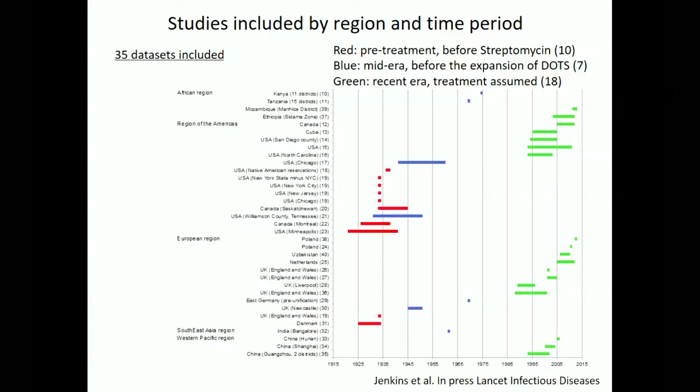And to get at this question of whether or not children receive treatment, we decided to break our studies down into 3 different groups. The red ones are those pre-treatment studies, before the development of streptomycin, where we could be sure that children had not received antibiotics. The blue, the middle era studies, are those where some children would have received some treatment, but not really regimens that we are using nowadays. And then the green studies are those from what we call the recent era. That's after the expansion of DOTS, so we are able to assume that all or virtually all of the children in those studies received treatment, and they received the types of regimens that we're familiar with now.